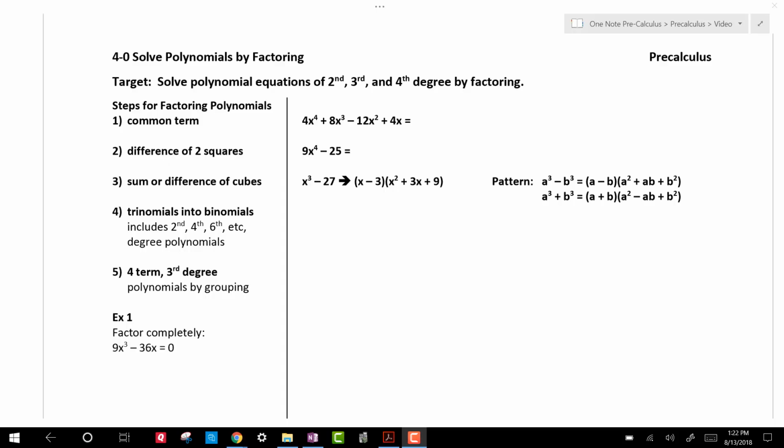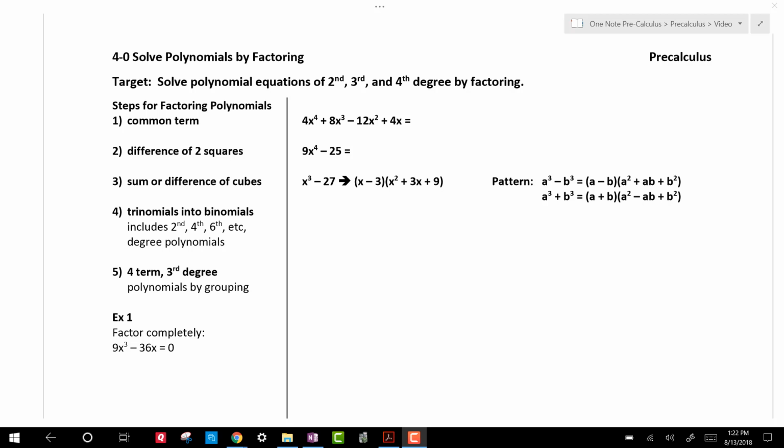All right, we're going to take a look at solving polynomials by factoring here. And this is lesson 4-0 for pre-calculus. So some of the things we're going to look at are steps for factoring polynomials. That includes number one, always look for a common term. This is one of the most commonly missed things when we look for factoring polynomials.